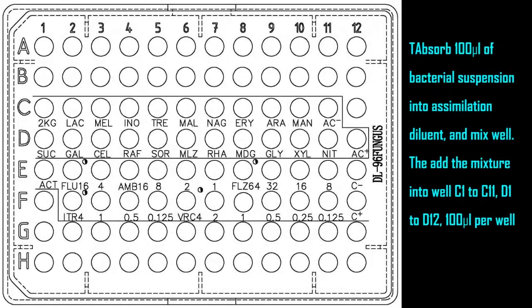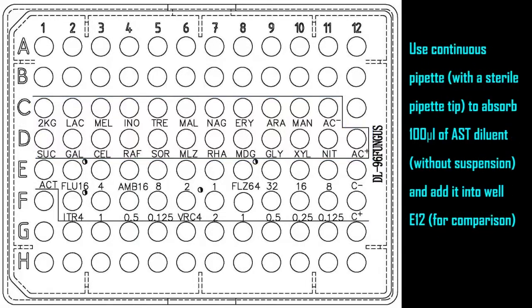Step 2. Inoculate the suspension in the test card. A. Absorb 100 microliters of bacterial suspension into assimilation diluent and mix well. Then, add the mixture into these wells, 100 microliters per well. B. Use a continuous pipette with a sterile pipette tip to absorb 100 microliters of AST diluent without suspension, and add it into well E12 for comparison.